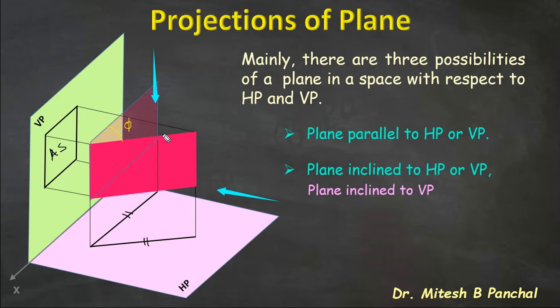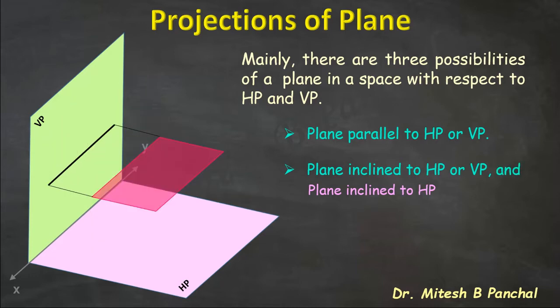The actual shape is the rectangle of original size that can be obtained when the plane is parallel to VP. But here, as the plane is inclined to VP, the shape is going to change and the final shape depends upon the final inclination with VP.